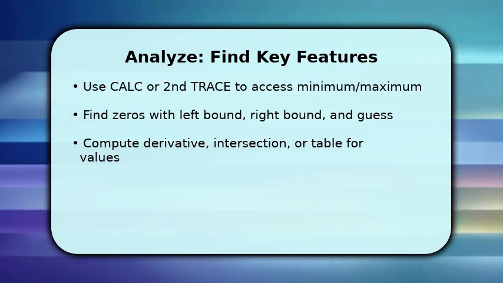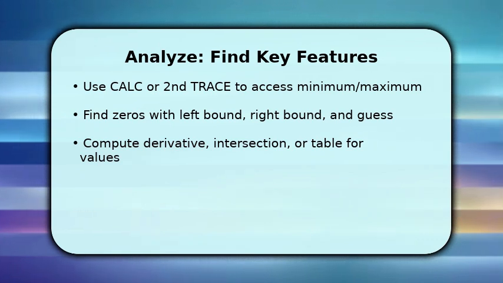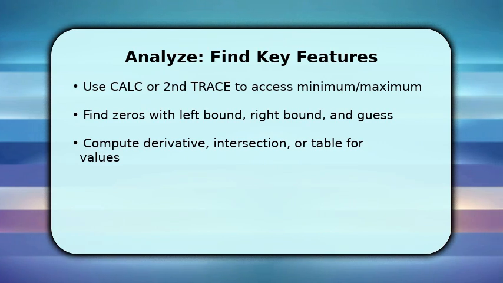To find roots, use the zero command with left/right bounds and a guess near each intercept. You can also open the table or use n-deriv/intersect to evaluate slope or intersections. These steps confirm what the graph visually suggests and give exact numerical results.